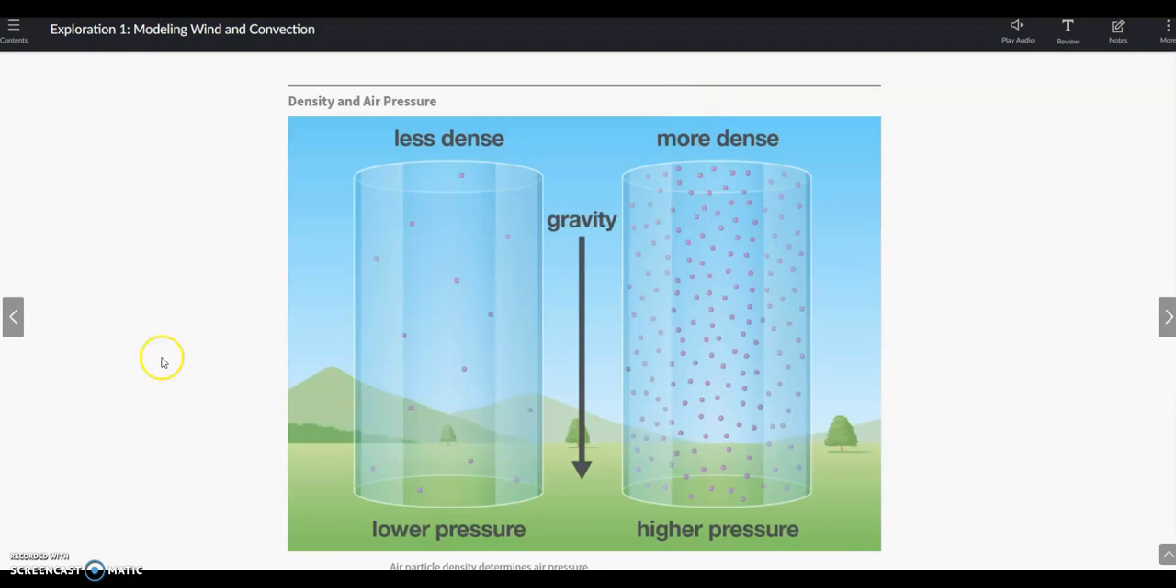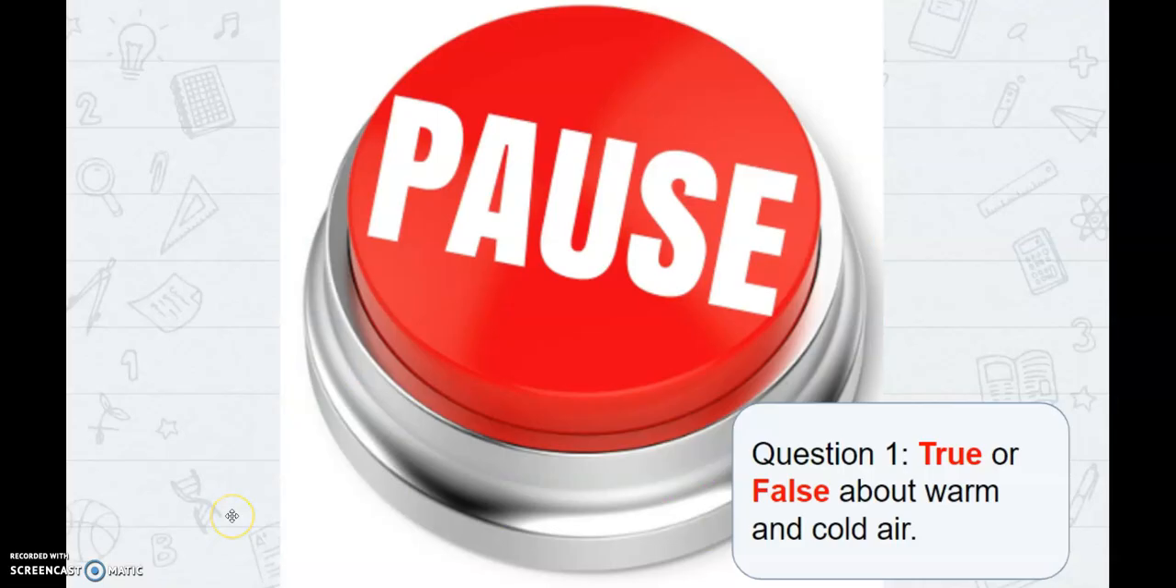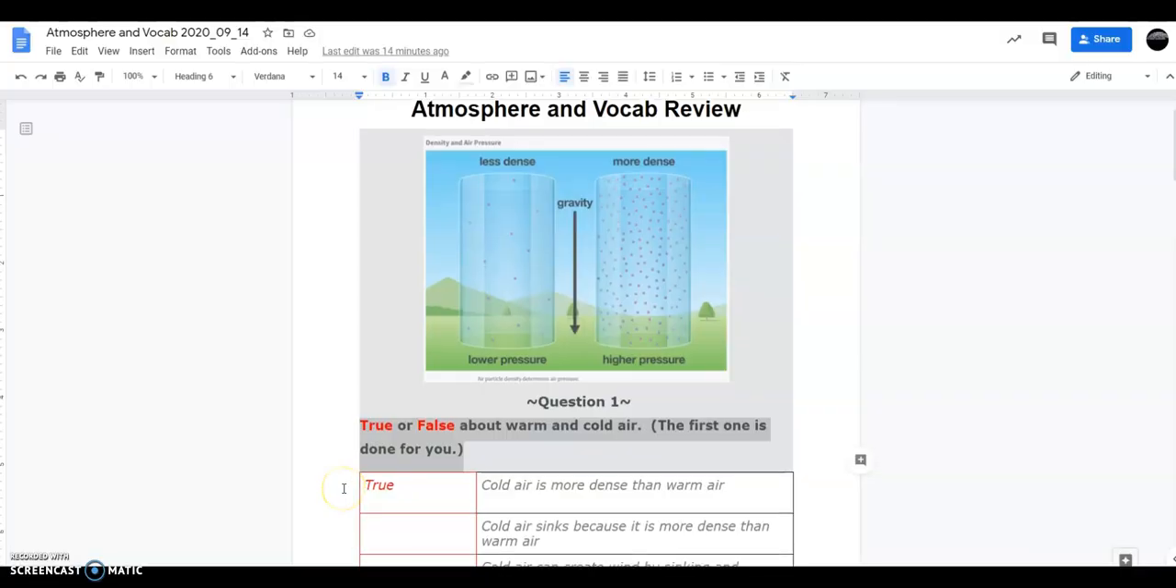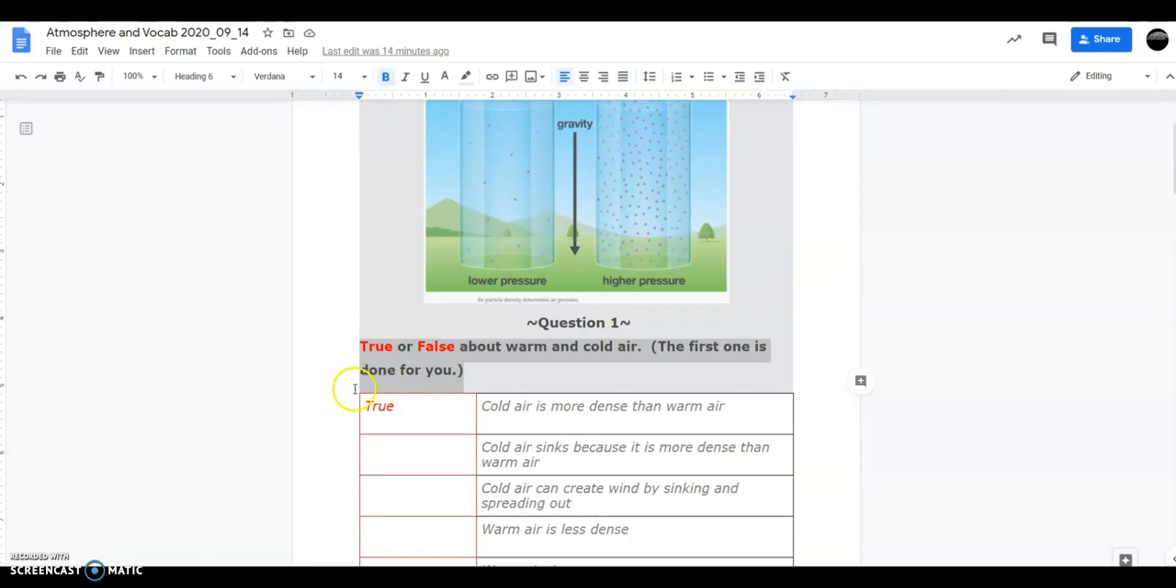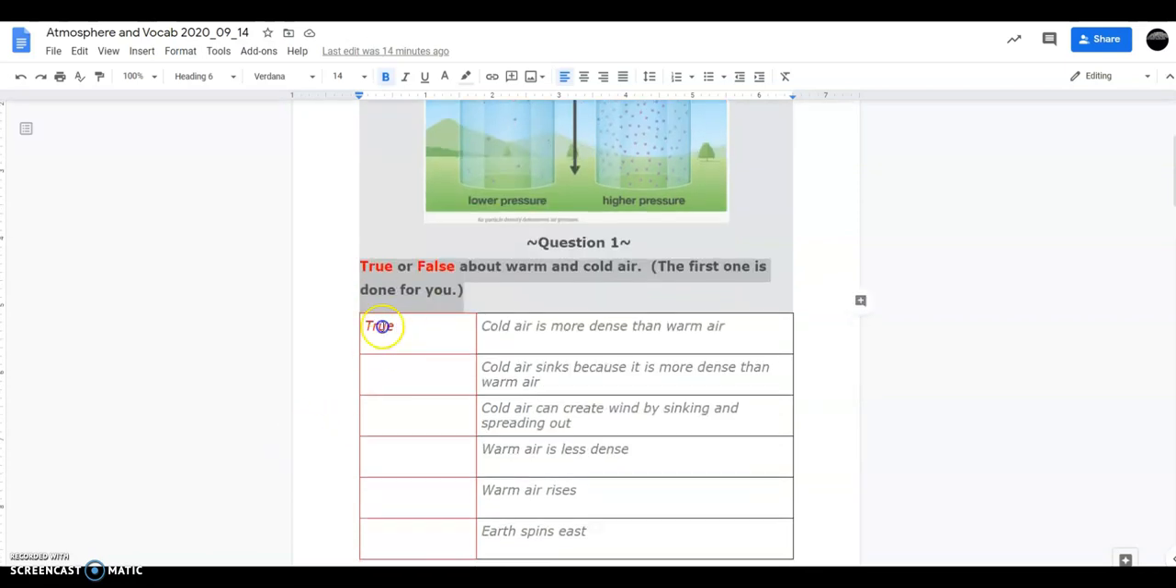Okay. Now, I want to pause the video one moment. But I had to go find my epic pause slide. Question 1. True or false about warm and cold air? So you'll write true or false about warm and cold air. And look, there's the picture we just went over. And the first one is done for you. That way you know exactly where to write true or false. And you can read the statement, cold air is more dense than warm air. Think about what we just talked about and answer that question.